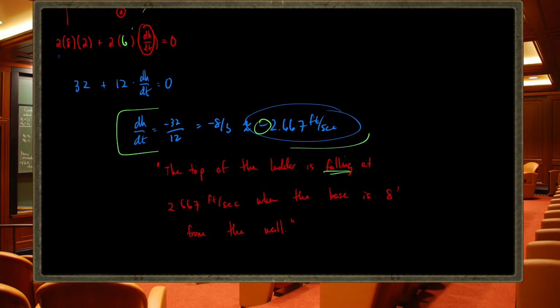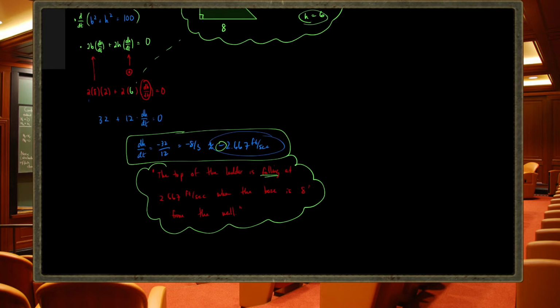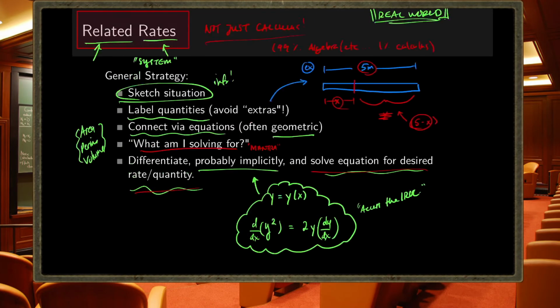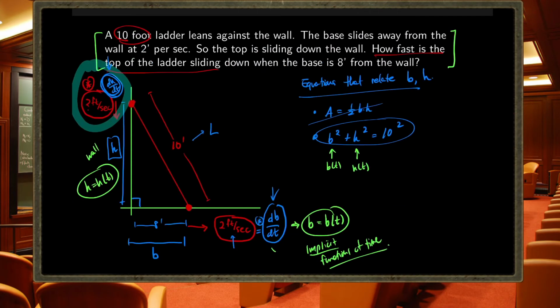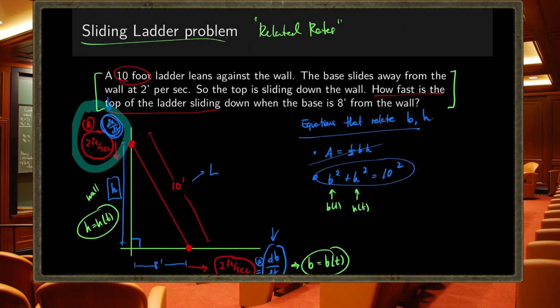dH/dt is this negative 2.667. This is what we would interpret that to mean. And I just want to quickly run through that process of how we got here because it might have been pretty quick for you. So first we sketched the situation. We brought up the ladder leaning on the wall, our measurements that we knew at that moment, the rate that we knew, what we were after.